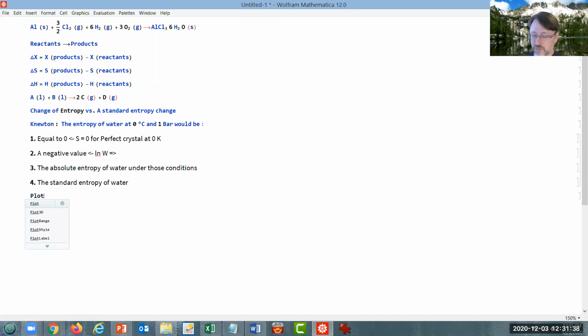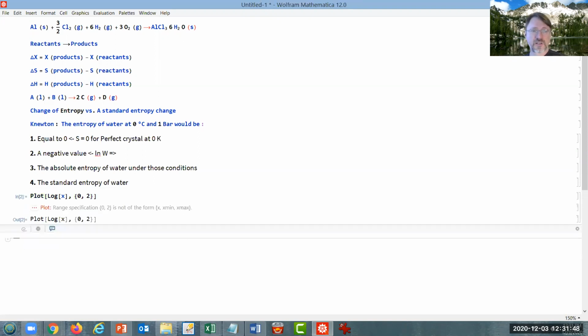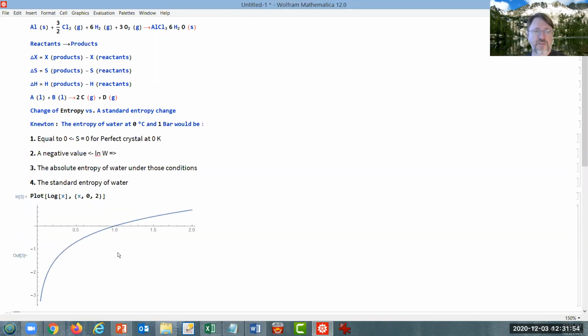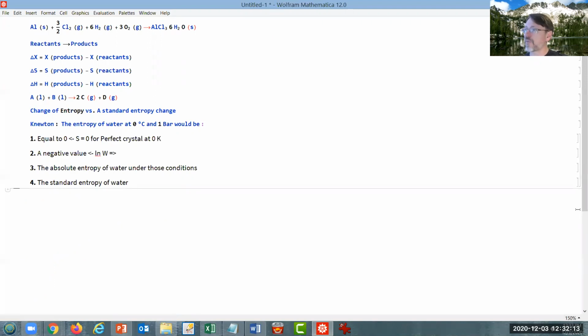So let me show you what a log of x looks like plotted from 0 to, say, 2. Don't worry about how this works. In order to get the log of W to be negative, we would have to have W be between 0 and 1, less than 1. But W, remember, is counting up the number of ways of arranging the system. That can never be lower than 1. And it doesn't come in fractions, it comes in whole numbers. So we can never have a negative entropy.